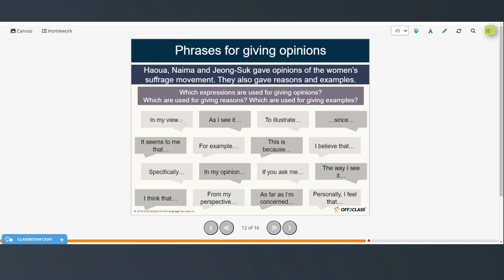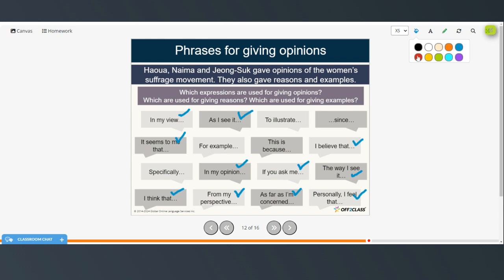So, opinions would be things like, in my view, it seems to me, I think that, as I see it, in my opinion, from my perspective, if you ask me, as far as I'm concerned, I believe that, the way I see it, and personally, I feel that. Those are all ways of expressing opinion.